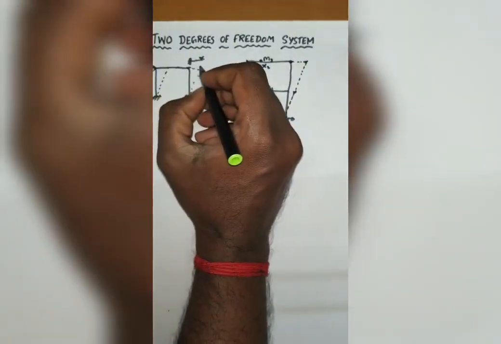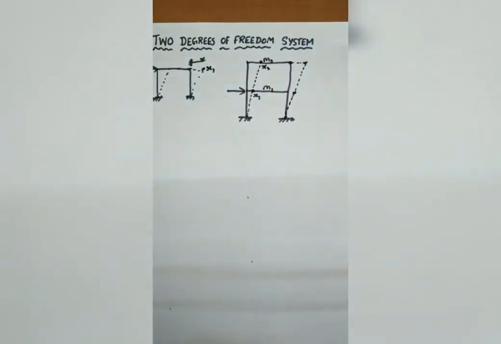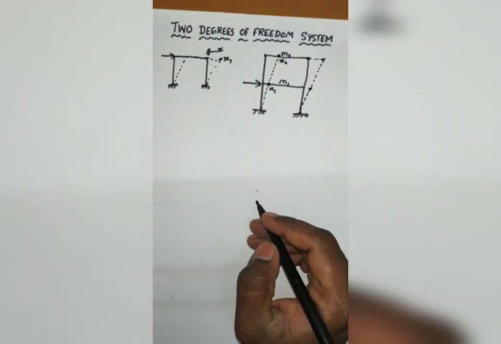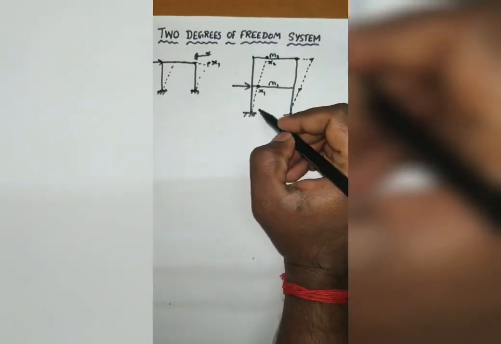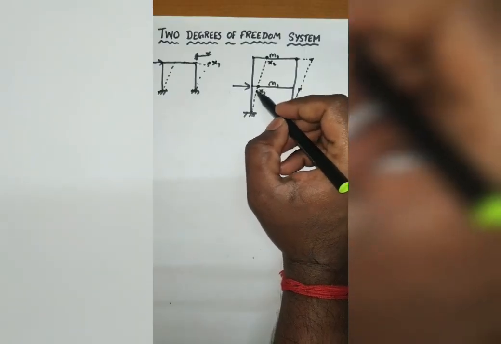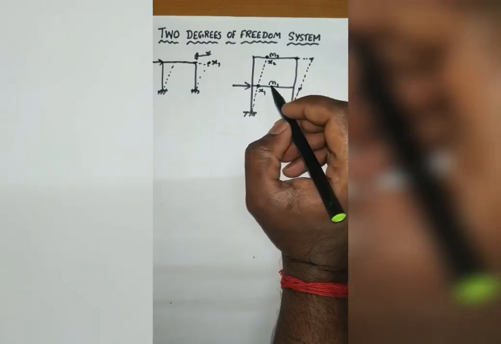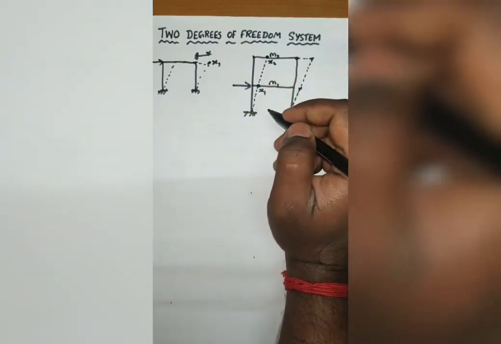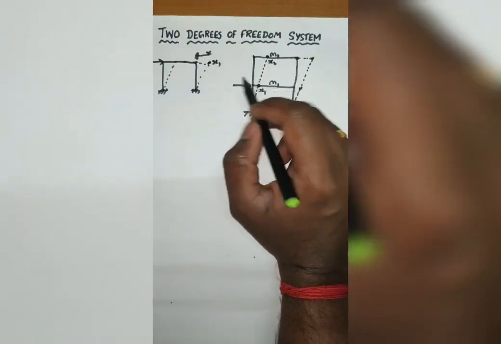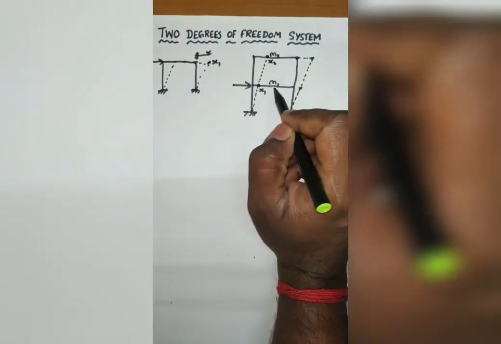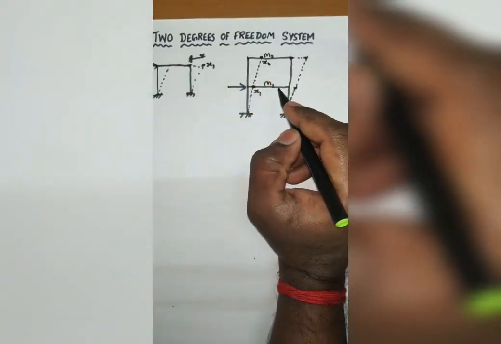If I want to specify the new position, obviously I can use one coordinate to represent the position of the structure in a single degree of freedom system. But in case of this G+1 building, I can't use one coordinate to represent the new position. I need at least two coordinates to represent the new position of the structure. So since I need two coordinates, obviously it is called a 2 degrees of freedom system, right?